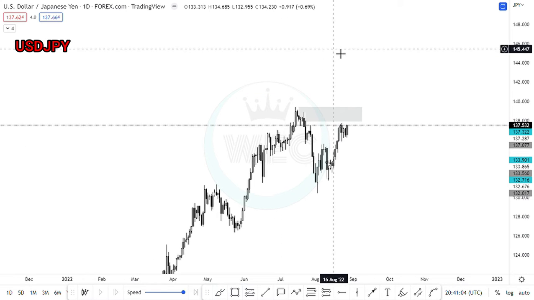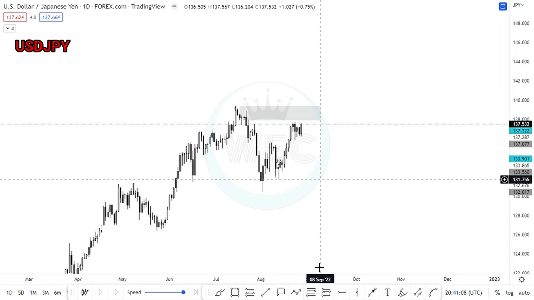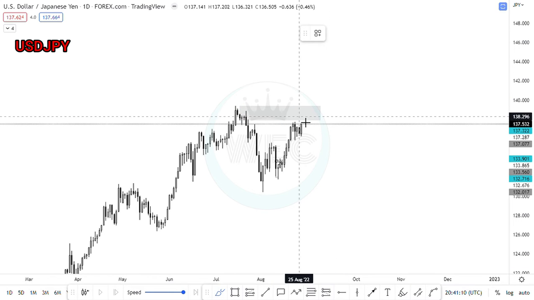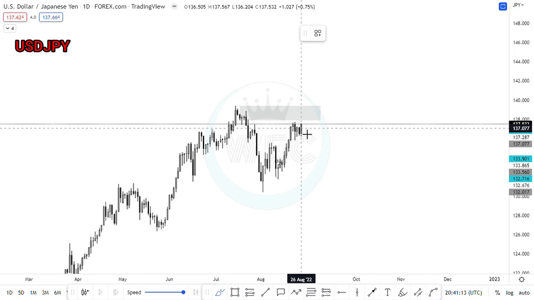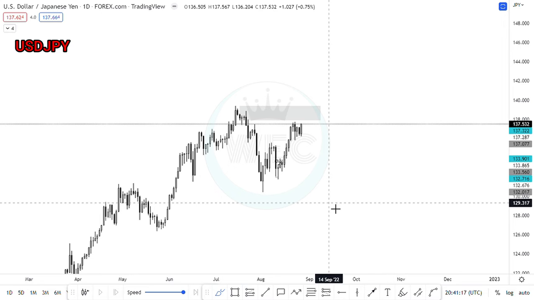So after that daily break of structure, you can see that I have marked my supply zone nicely right in here, and the higher probability thing to look for is to see price come into these levels, then we can push back down if price decides to.